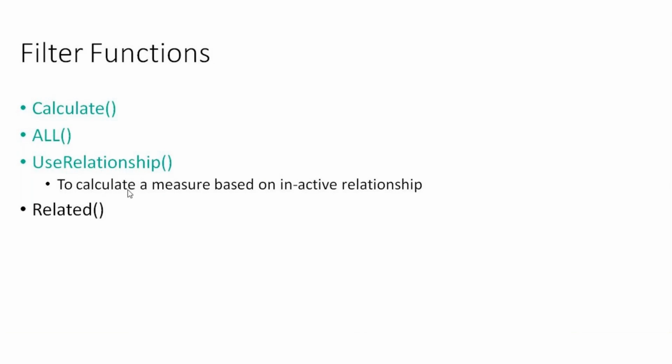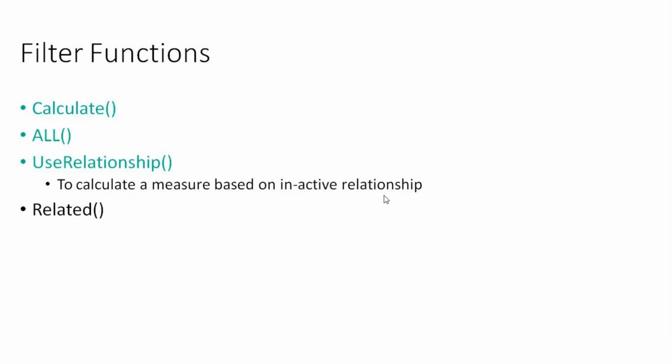So why is USERELATIONSHIP very, very important? To calculate a measure based on an inactive relationship. Clear? So we have an inactive relationship, and using that I'm going to create a measure. What are we going to achieve? We try to get the sales amount based on the ship date, right? So USERELATIONSHIP, what is the purpose of this? To calculate a measure based on an inactive relationship. We're going to be using USERELATIONSHIP.